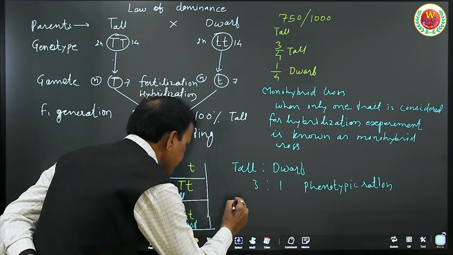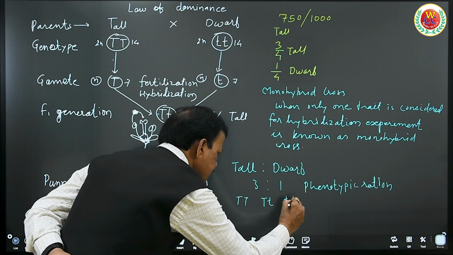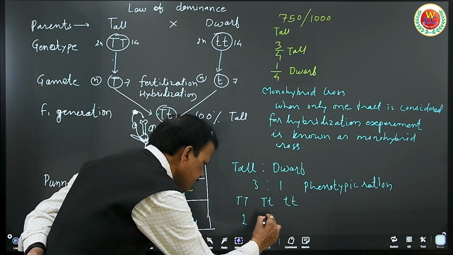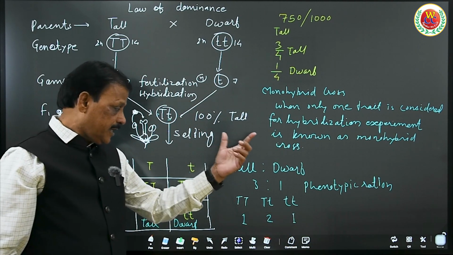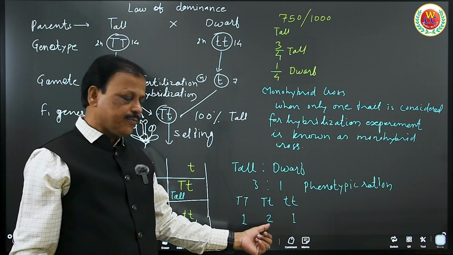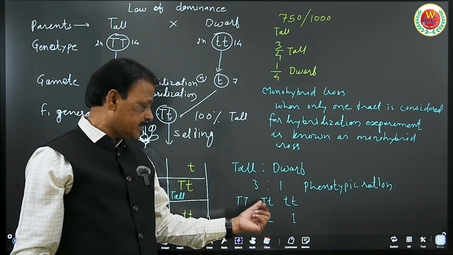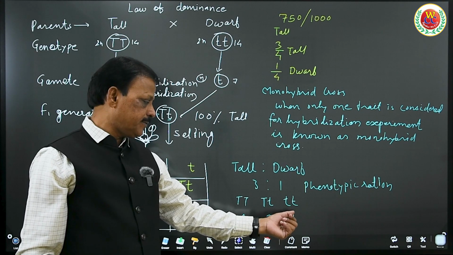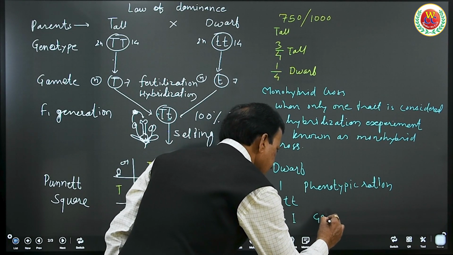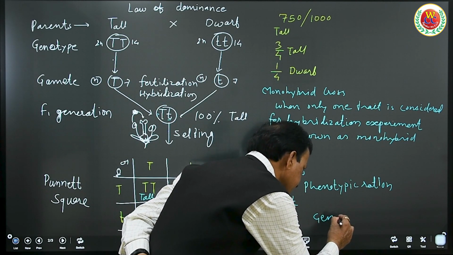And what is the genotypic ratio? Genotypic ratio is capital T capital T, capital T small t and small t small t. Here capital T capital T is 1, capital T small t is 2 and small t small t is 1. It means in his pea plant crop, out of 1000, near about 500 plants could be in heterozygous condition, about 250 plants could be in homozygous condition for tallness, and about 250 plants could be homozygous for dwarfness, and that is the genotypic ratio. So the monohybrid cross has phenotypic ratio 3:1 and genotypic ratio 1:2:1.